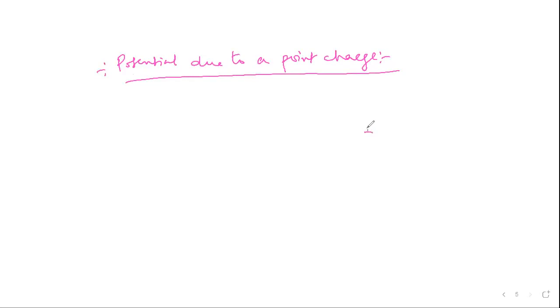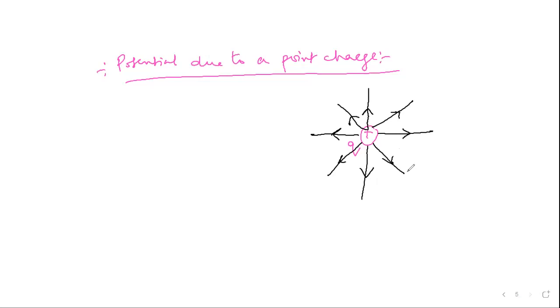I show some point charge Q. Now we know the pattern of electric field lines surrounding the charge. It's like this. It is in 3 dimensions actually. This diagram is a cross section of that. Electric field is everywhere radially outward, and it decreases as you move away from the charge. So electric field is non-uniform.